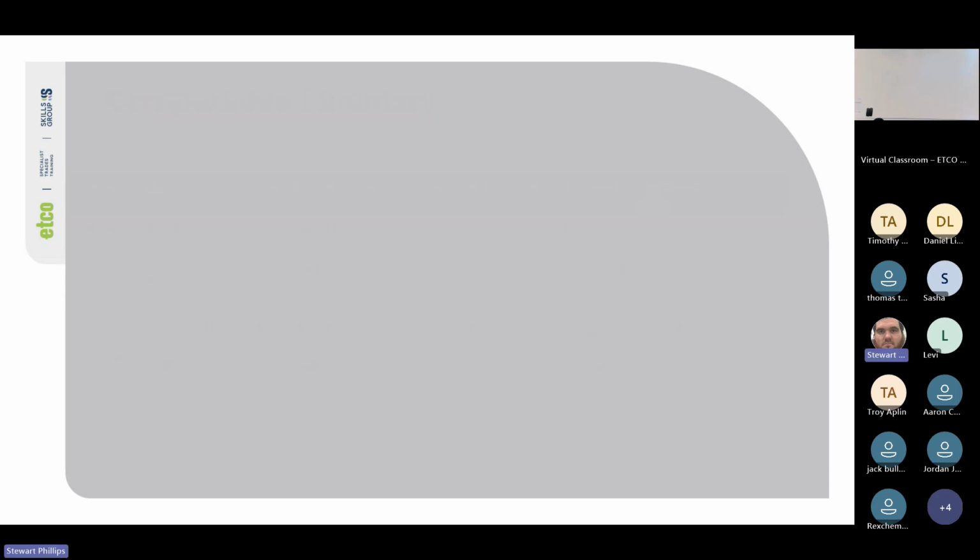Cool. So how is an SCR similar to a diode?